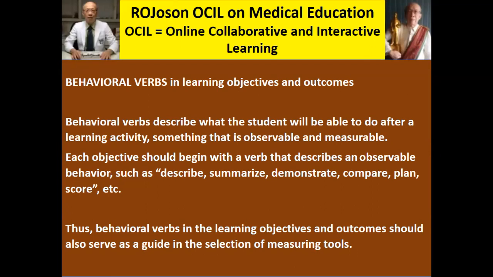Behavioral verbs in learning objectives and outcomes. Behavioral verbs describe what the student will be able to do after a learning activity, something that is observable and measurable. Each objective should begin with a verb that describes an observable behavior, such as describe, summarize, demonstrate, compare, plan, score, etc. Thus, behavioral verbs in the learning objectives and outcomes should also serve as a guide in the selection of measuring tools.